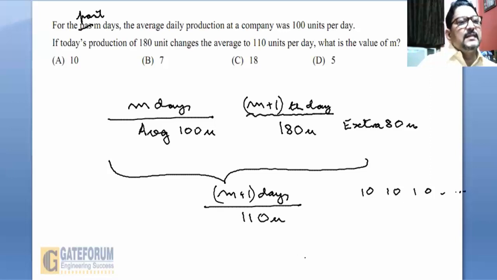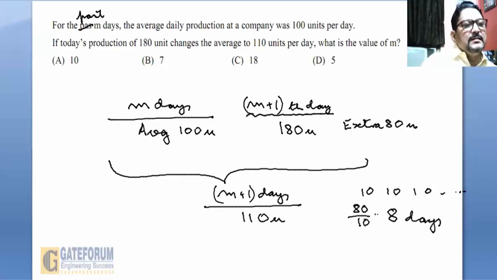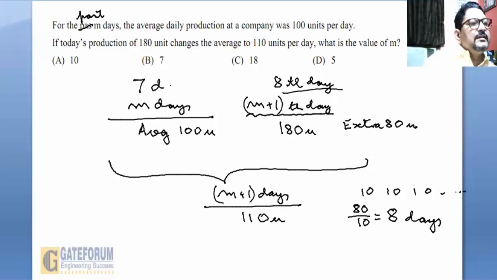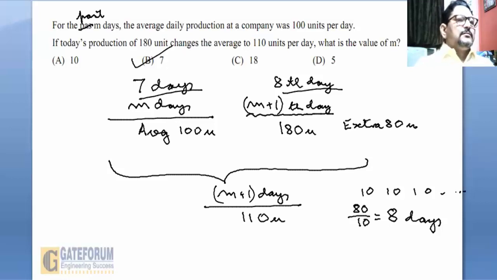Now, how many such days can be there? It can be 8 days only, because 80 by 10 is always equal to 8 days. So the M plus 1th day must be the 8th day. So what is the value of M? M is before that. So M must be 7 days. So our answer will be 7. Simply logical. Hope this has been understood. Let's go to the next.